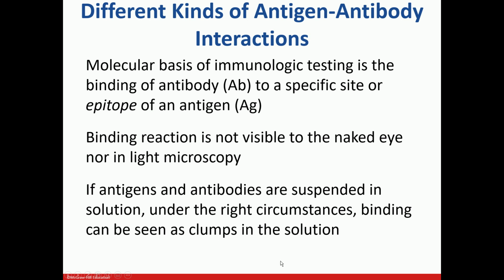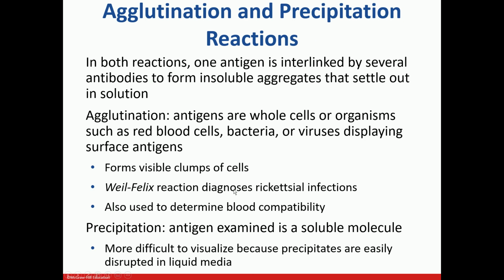You can see here this is one microbial cell, and it has these antigens on its surface, and you can see how many antibodies are binding to one cell. When the antibodies bind to the antigen, they can form a clump, and we can see those clumps. On the basis of the clumping, we can say if the antibodies are specific for the antigen or not. If the antigens and antibodies are suspended in a solution, under the right circumstances, binding can be seen as clumps in the solution.